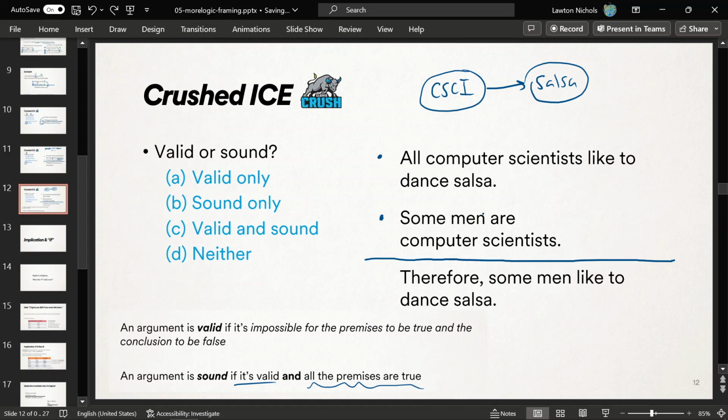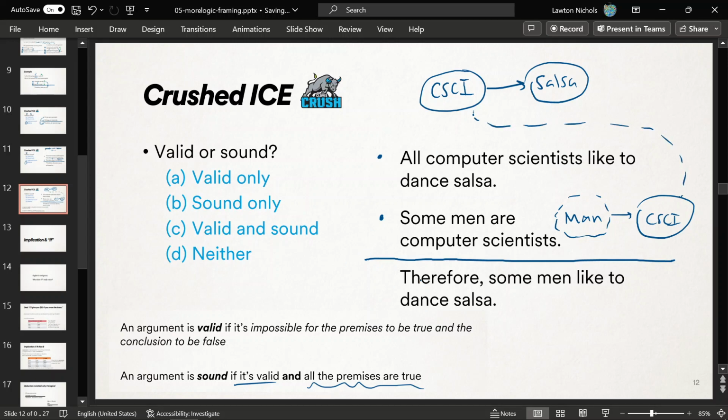That's what it's saying. And then this one's saying some men are computer scientists. So like a dotted line. You give me some men, then I'll say that they're a computer scientist. At least one of them. At least one man is a computer scientist in the world. That's what that's saying. And the argument is trying to be like, can you go from man to computer science to salsa? So, therefore, some men like to dance salsa. Can you connect these like this? That's what validity is asking.